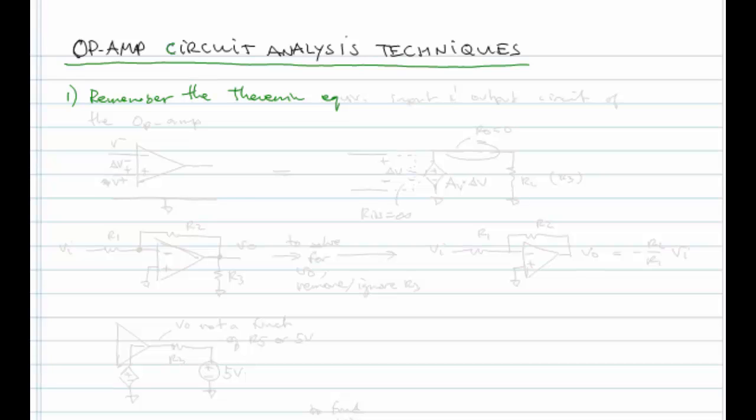equivalent input and output circuit of the op-amp. This addresses the question of how do I include an op-amp in this larger circuit that I'm now trying to solve.